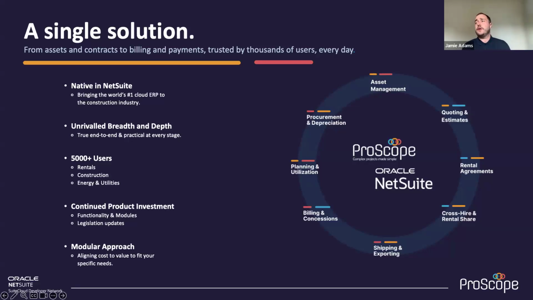What all of these things combined allow us to do is allow the platform to be a modular approach. You'll see on the right-hand side that there's a lot of different elements called out, from asset management to shipping and depreciation and utilization. That modular approach means that our customers only pay for exactly what they need. If you're not going to be handling your own shipment and export, then that's modularized to give you that freedom and flexibility.